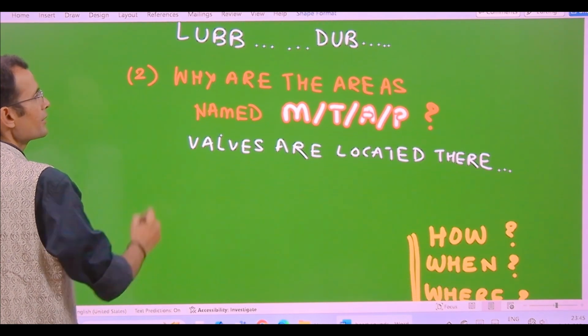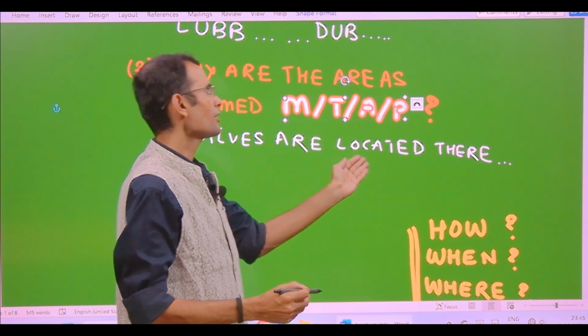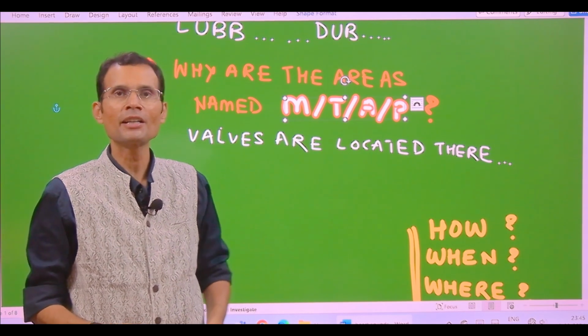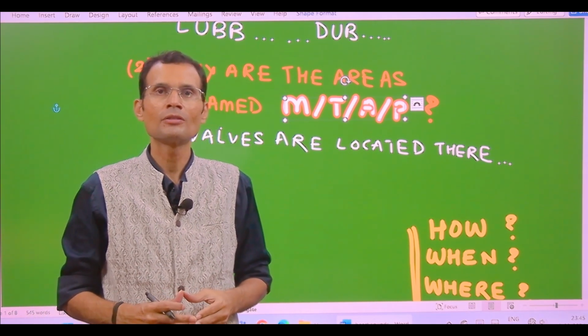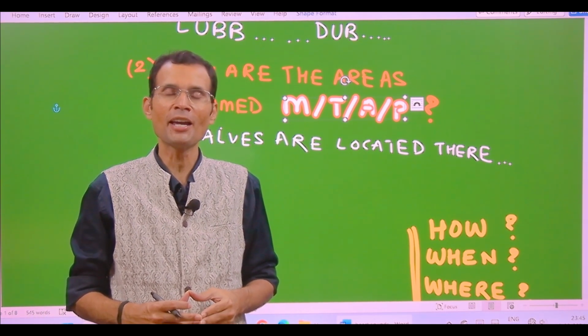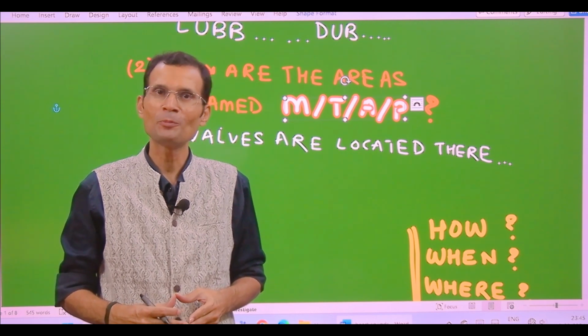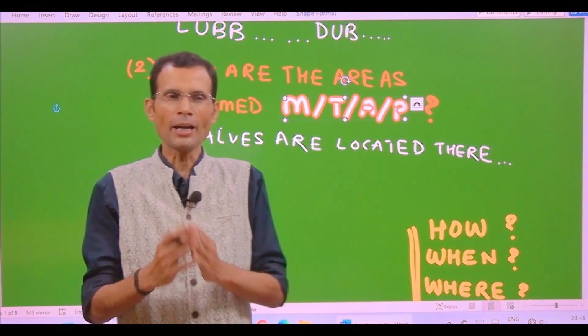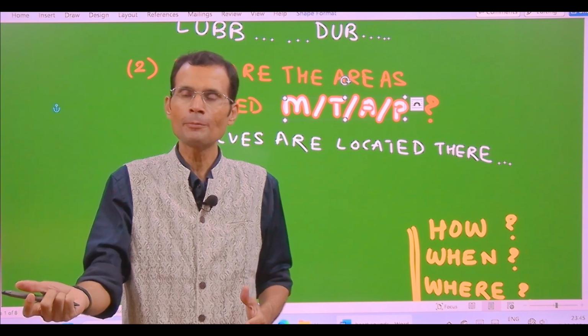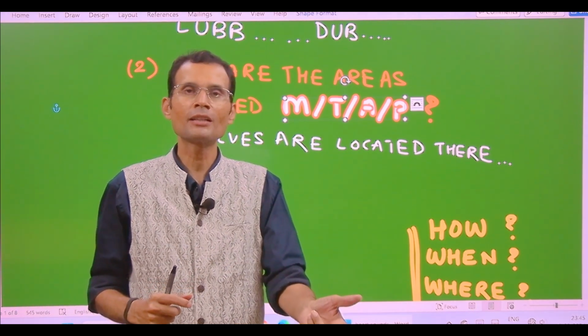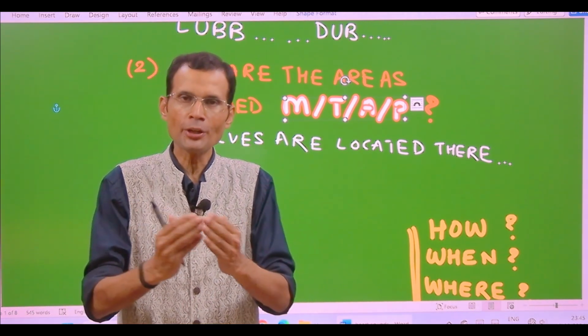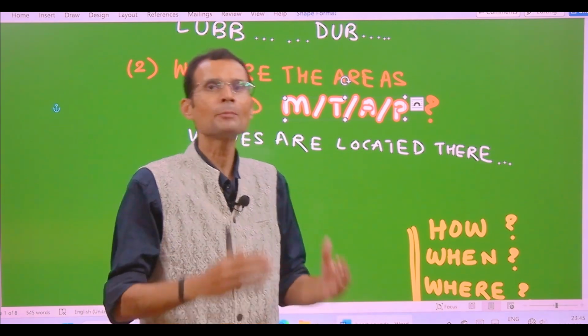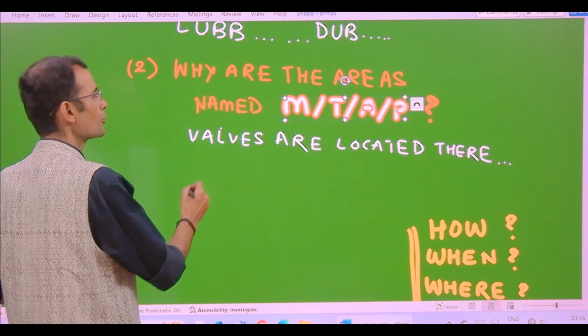You can't differentiate lubb and dub. Why are the areas named as mitral area, tricuspid area, aortic area, pulmonary area? And the answer given was because the valves are located there. Nah, no, again. So I could sense that the students read theory, they perform the clinical skills, but they are unable to integrate the two. And that's the purpose of this video on heart sounds.